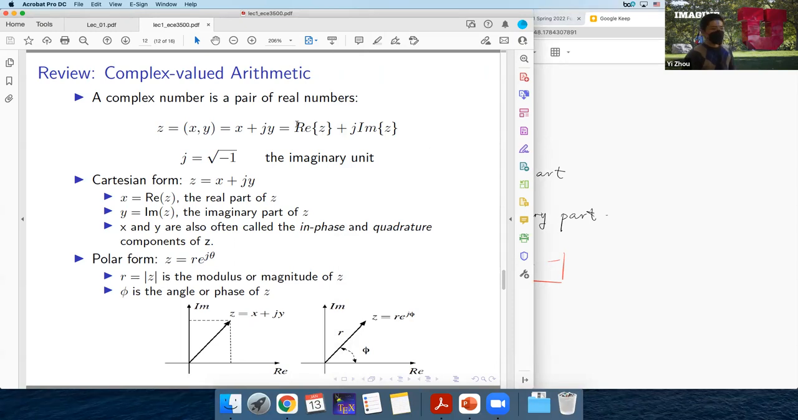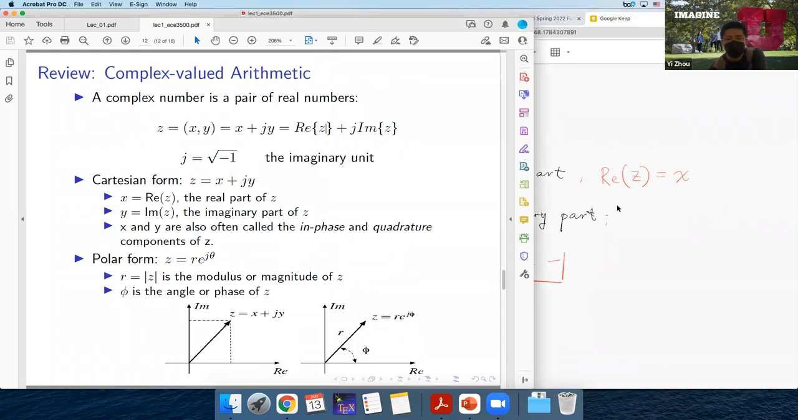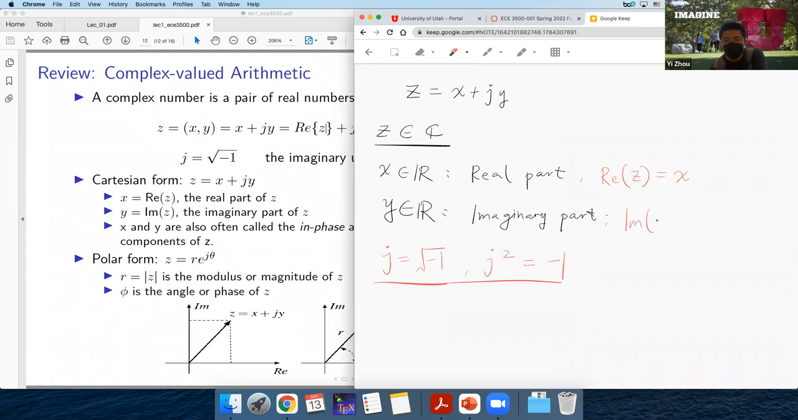And throughout the course, we will use RE to represent the real part of a complex number Z. So RE corresponds to real, the first two letters of real. RE of Z is the real part of this complex number, which is just X. And similarly, we use IM to stand for the imaginary part. So the imaginary part of this complex number Z is the real number Y.